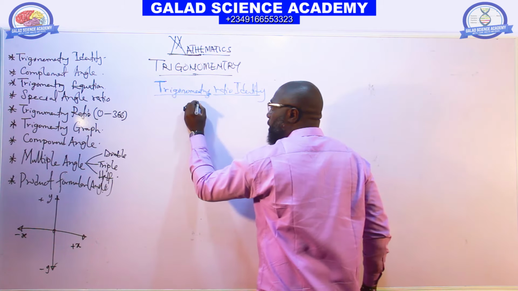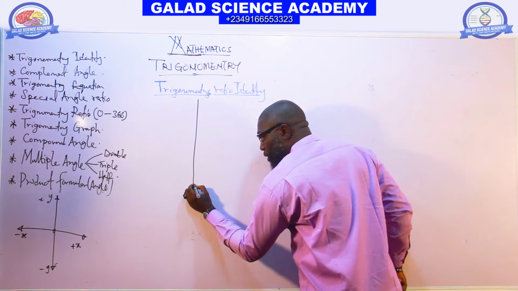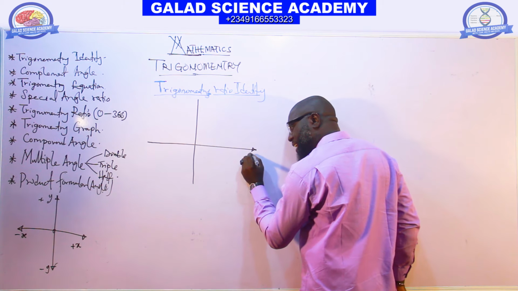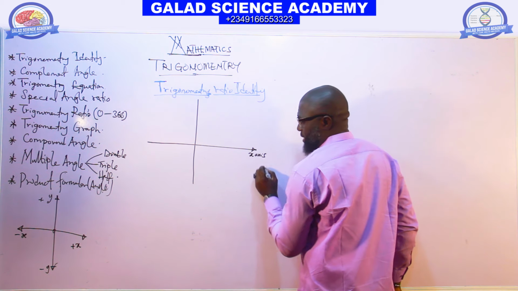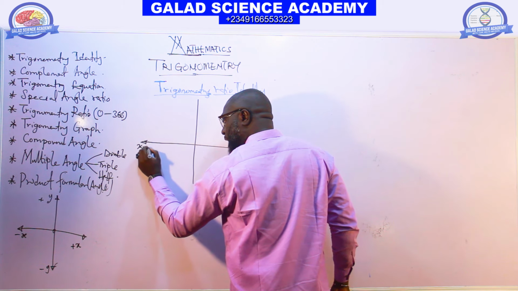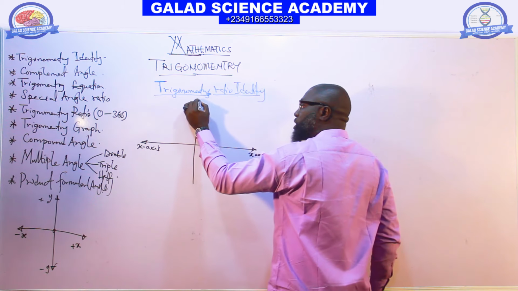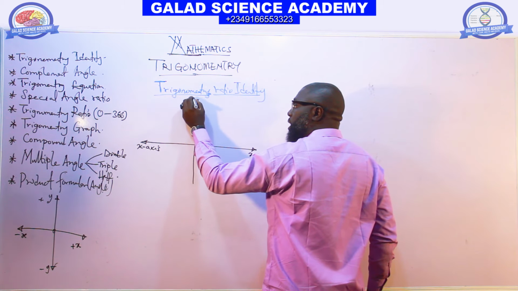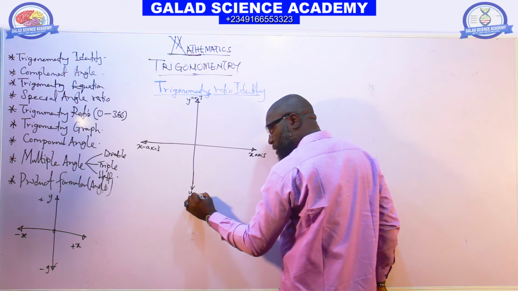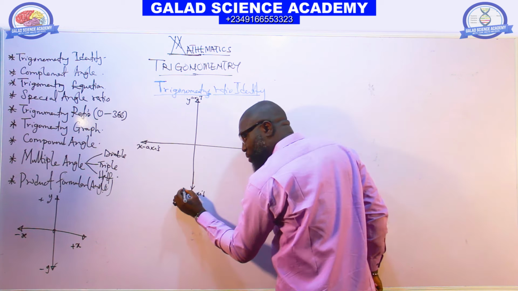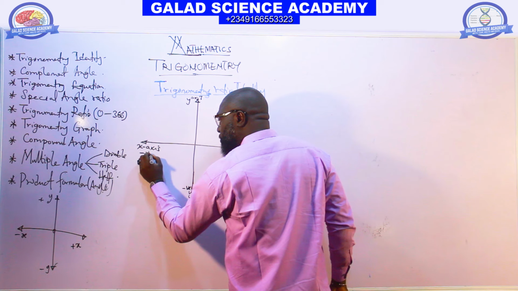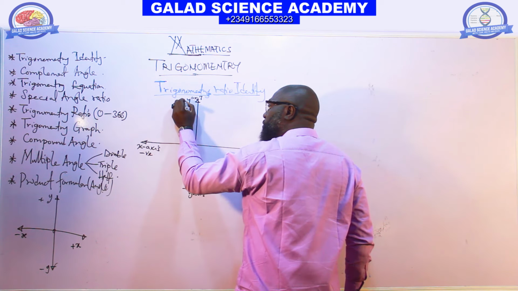So if we apply the coordinates here, we have the graph in this form. This is the x axis, and this side is the other x axis. This place is the y axis, and this side is also the y axis. This place is negative y. Here we have positive x, here we have negative x, and this one is positive y.